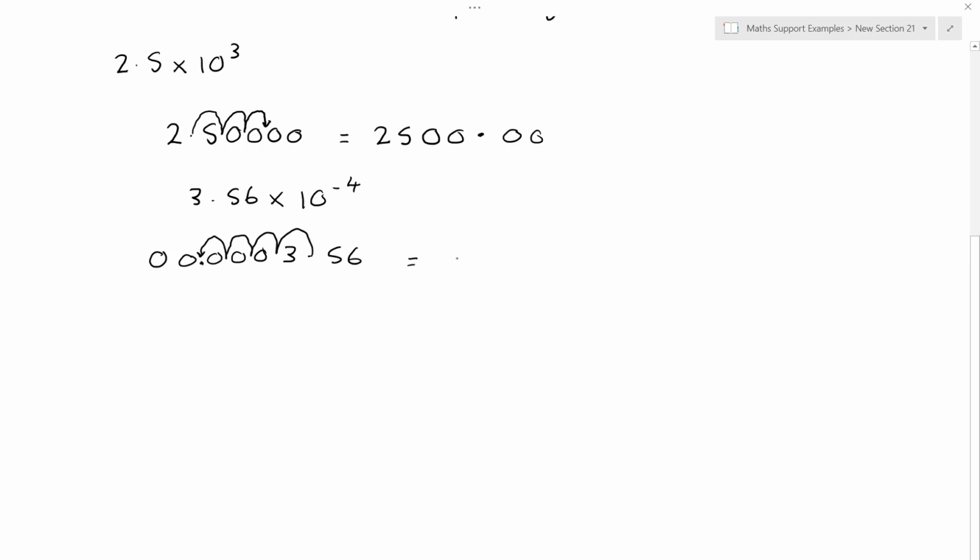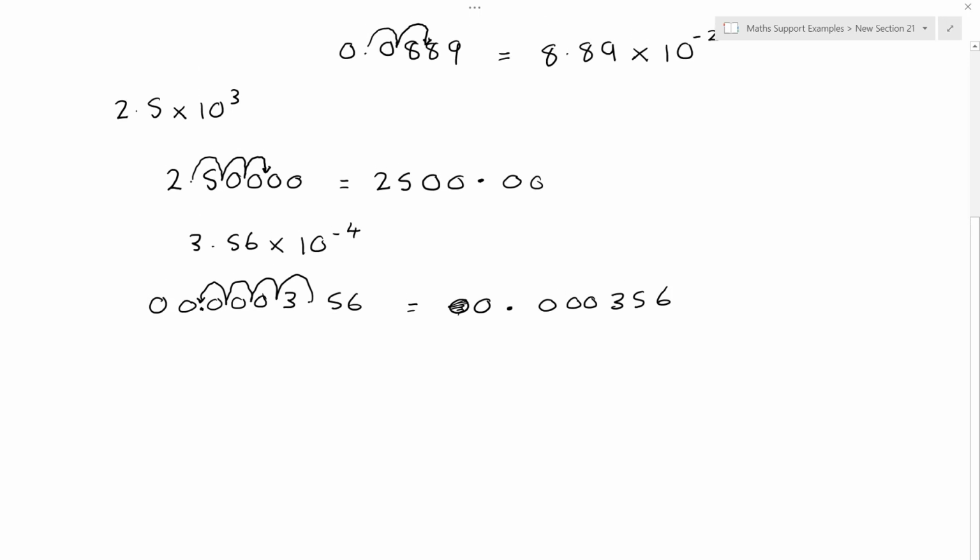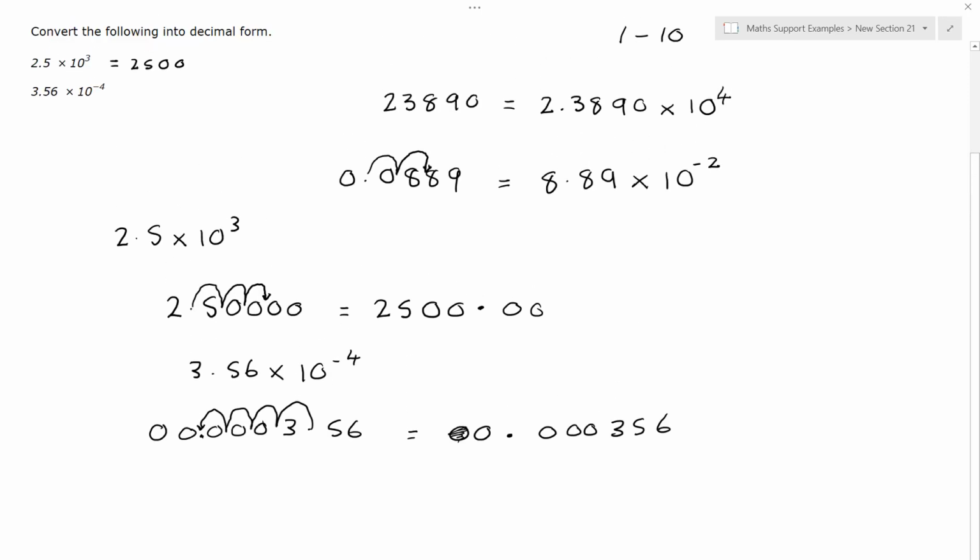So you see we have 0.000356. Now we don't need to worry about all these zeros at the beginning. We just want that first one there. So we'll say that 3.56 times 10 to the minus 4 is 0.00356.